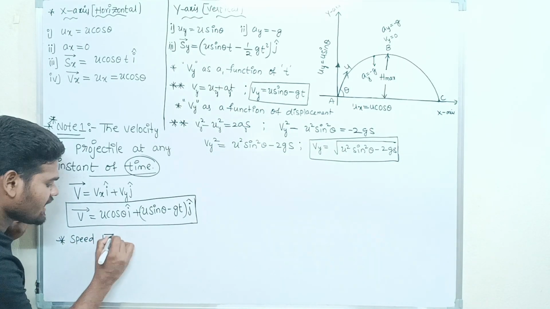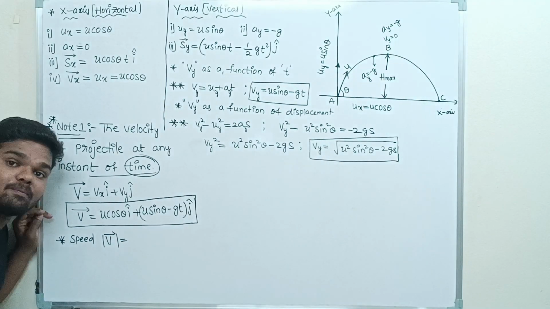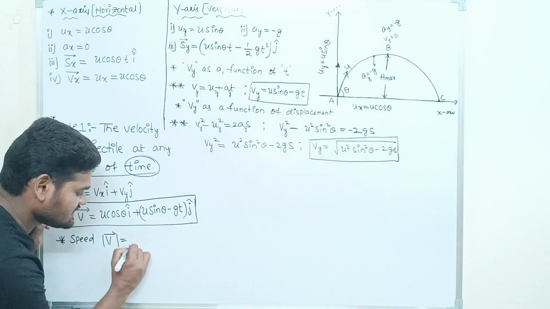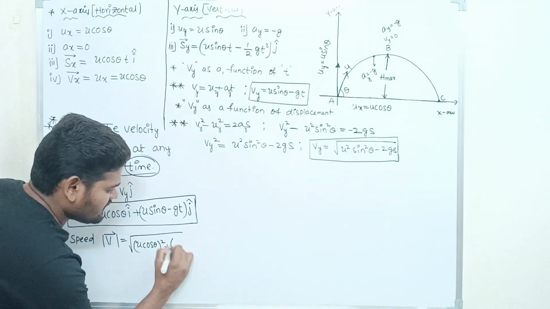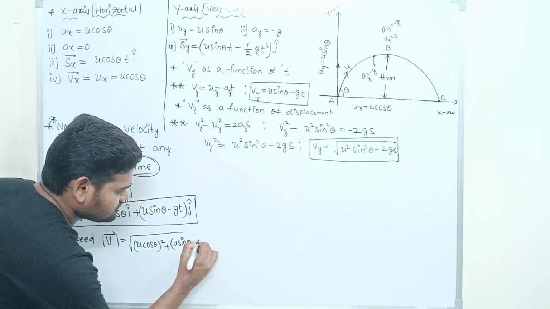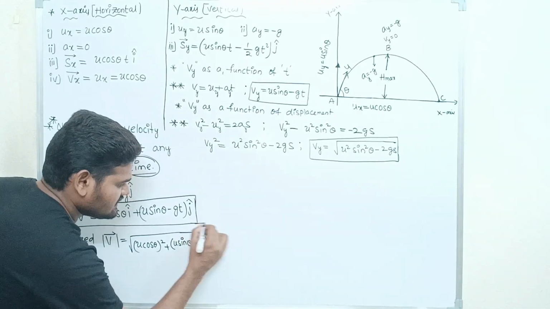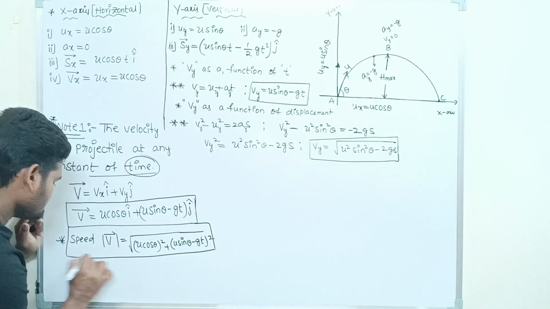If you wanted to find the speed, speed is given by the magnitude of velocity. So the magnitude of velocity is nothing but the under root of the coefficient of i cap square plus the coefficient of j cap square. That's it. This equation gives the speed of the object.